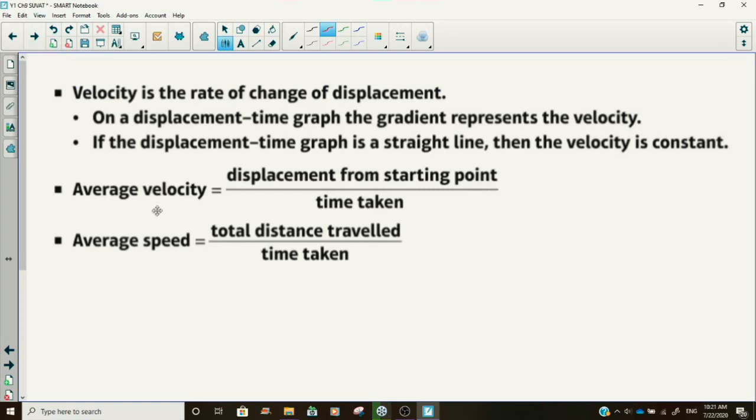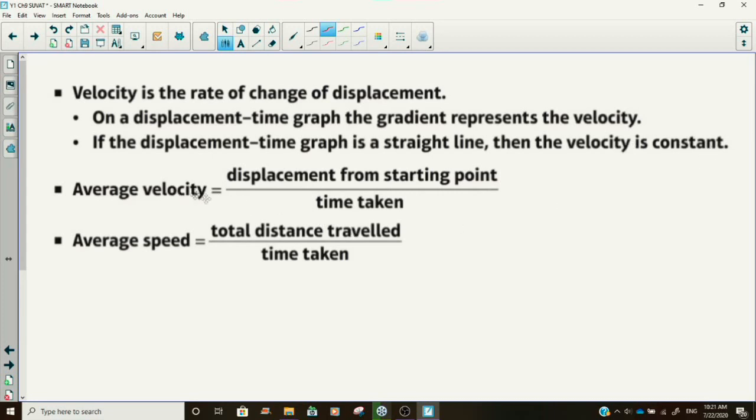Okay, key things here, you might want to copy these down. Velocity is the rate of change of displacement, so it's the gradient of your displacement time graph, so the change in displacement over the change in time. That's what we mean by the rate of change. It's a change in something over time. The gradient represents velocity. The displacement time graph is always a straight line graph, and when that's the case, the velocity is constant.